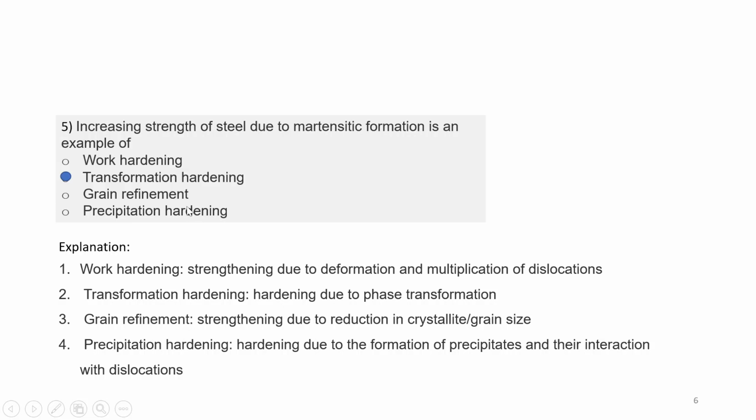Third is grain refinement. In this case your strengthening will be due to reduction in crystallite or grain size of the material. Precipitation hardening is hardening due to formation of precipitates. For example, your aluminum copper alloy or your stainless steel will show precipitation hardening. These precipitates interact with dislocations, which leads to dislocation multiplication and then again strengthening. So when we talk about steel and martensitic formation, then it will be transformation hardening.